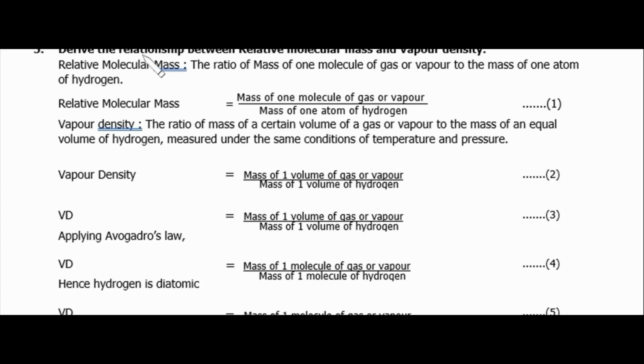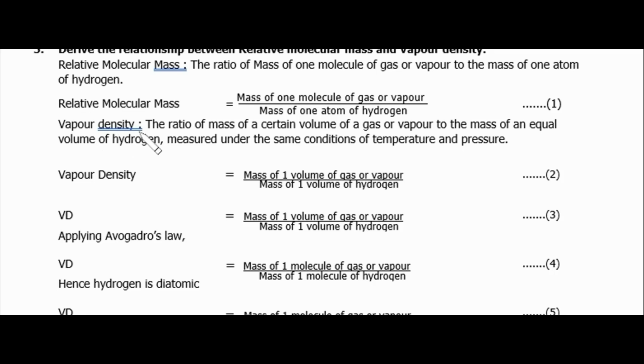Next, fifth one, derive the relationship between relative molecular mass and vapor density. Important question. Relative molecular mass is the ratio of the mass of one molecule of a gas or vapor to the mass of one atom of hydrogen. Relative molecular mass is equal to mass of one molecule of gas or vapor divided by mass of one atom of hydrogen. Take this as equation number 1.